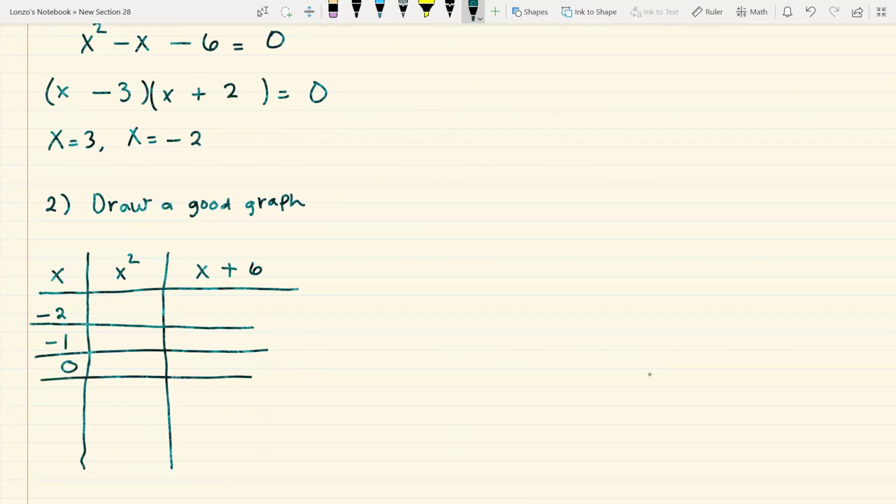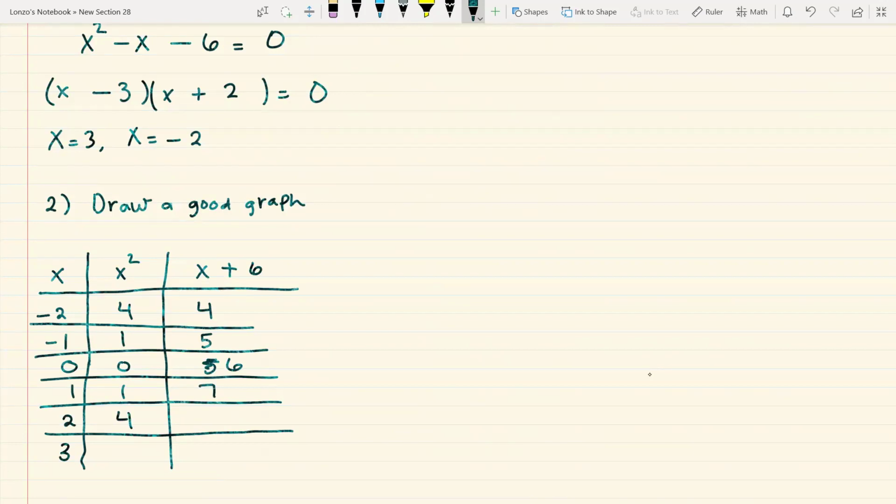0, 1, 2, and +3. Okay, let's plug in these values. If you plug in -2 into x squared, you get an output of 4. Plug in -2 into x plus 6, this would be +4. Plug in -1, you get +1, and -1 plus 6 is +5. Plug in 0, this would be 0 and +6. Then 1 and 7, 4 and 8. And if you put 3 here, this would be 9, and this would be 9.